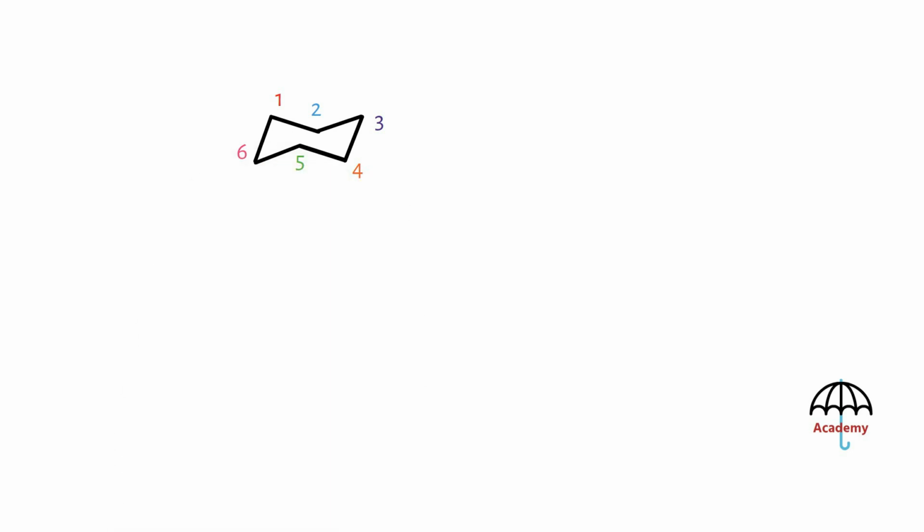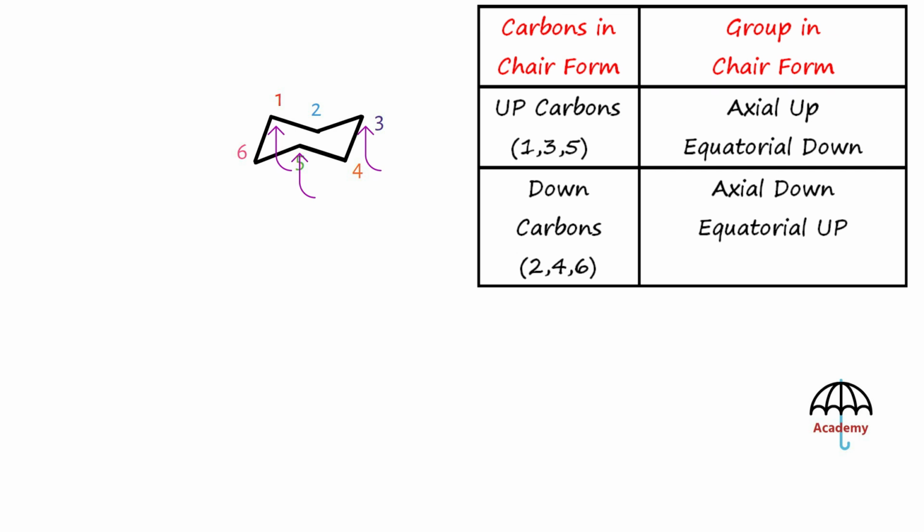Watch and listen carefully. In cyclohexane chair, 3 alternate carbons pointing up have axial up and equatorial down. Whereas 3 alternate carbons pointing down have axial down and equatorial up. C1 is up. So it has axial up, equatorial down. C2 is down. So it has axial down and equatorial up.